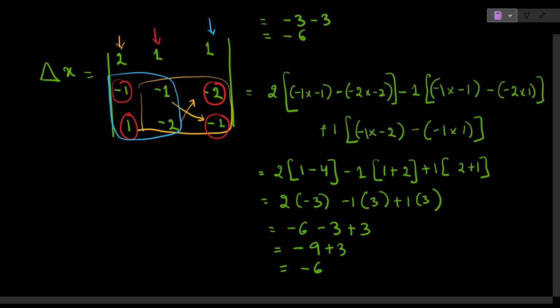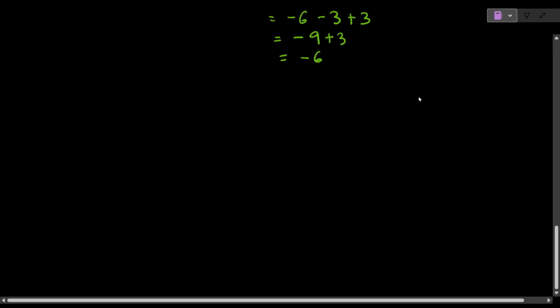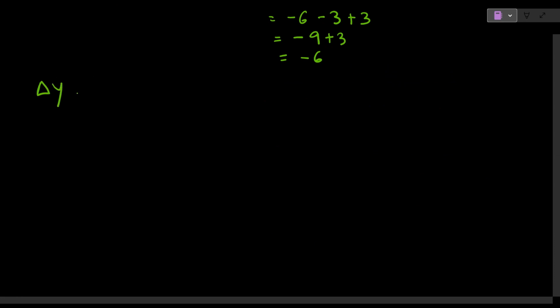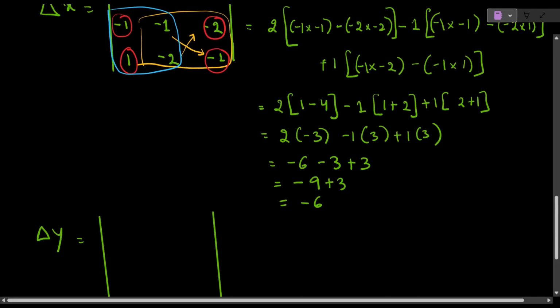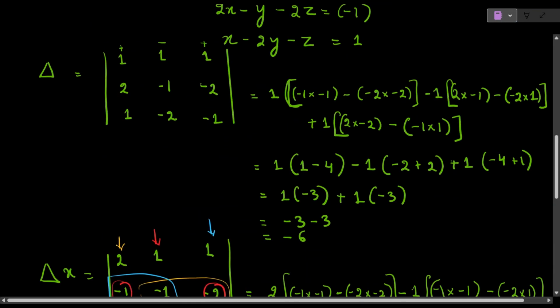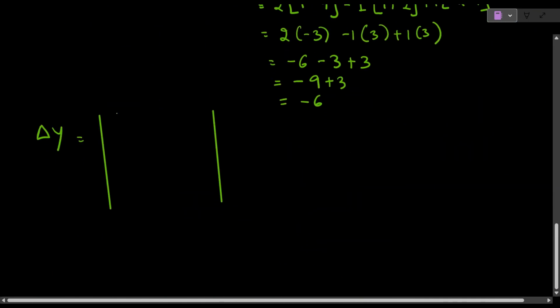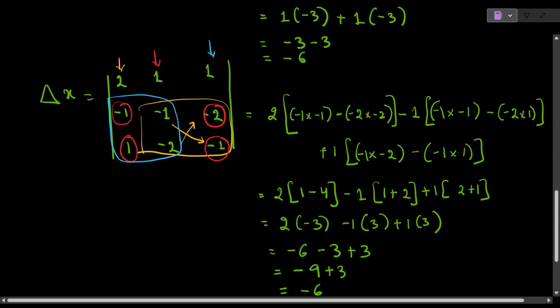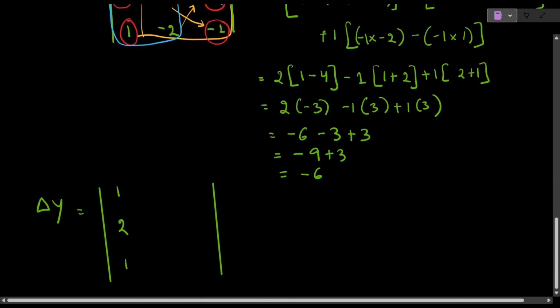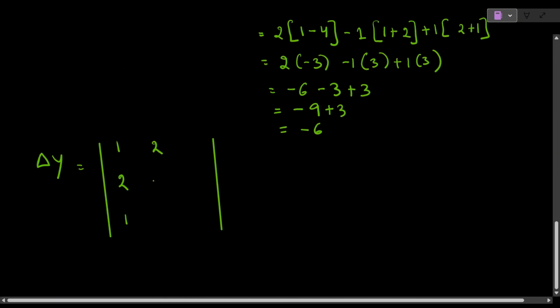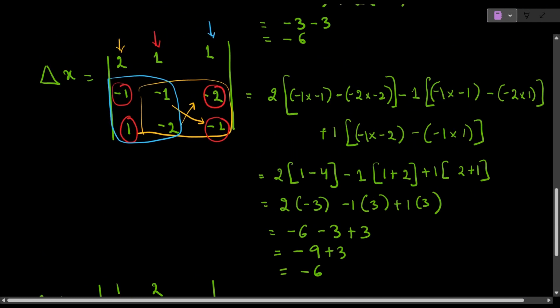In the same way, we have to find the value of the determinant of y, delta y. Now what we have to do? Instead of y coefficients, we have to write the constant terms. So x and z coefficients as it is. So 1, 2, 1, x coefficients as it is. And in place of y, we have to write 2, minus 1 and 1. And z coefficients as it is: 1, minus 2 and 1.